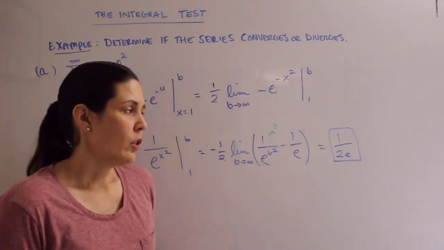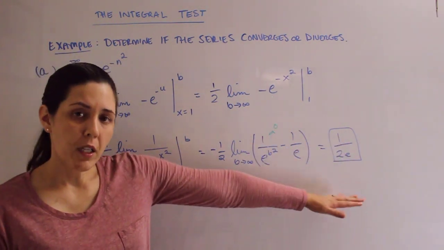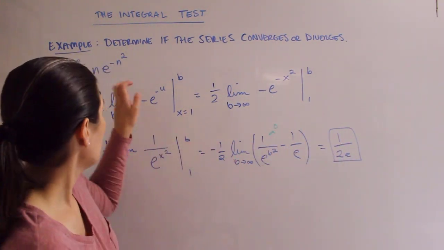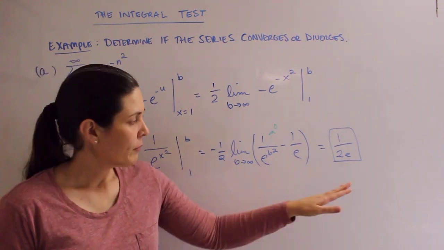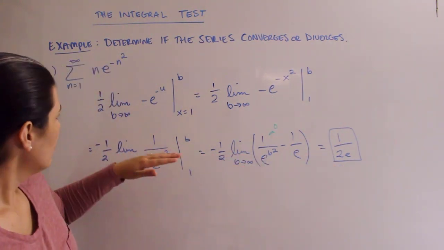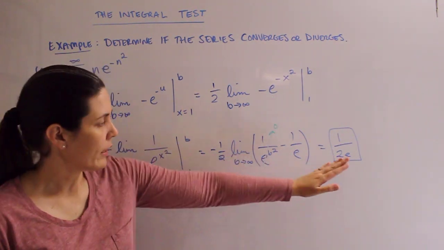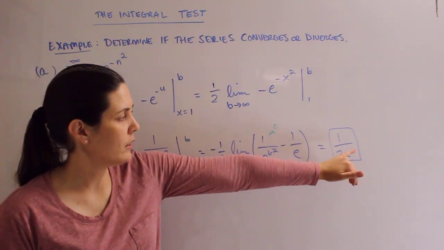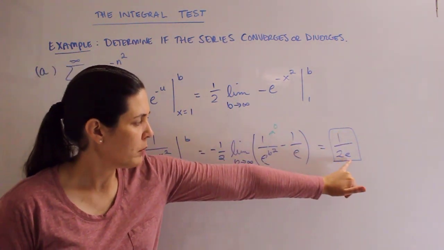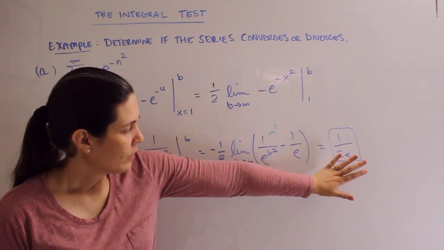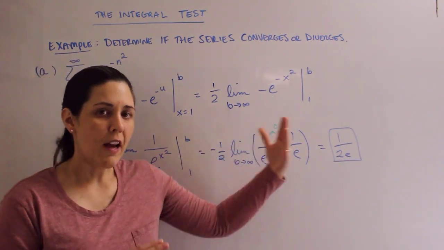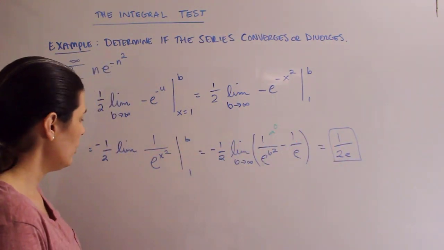Okay, so that's not the end of the problem. I don't say, okay, I'm done. I have to relate this back to my series. This integral, when we started, this was our integral value. It converged. This is a value. This is a number, 1 over 2 times 2.7, roughly. So because it equals some value, this integral converged.